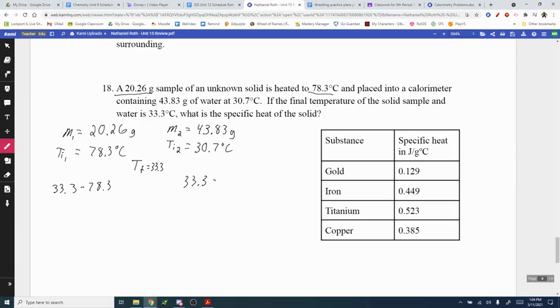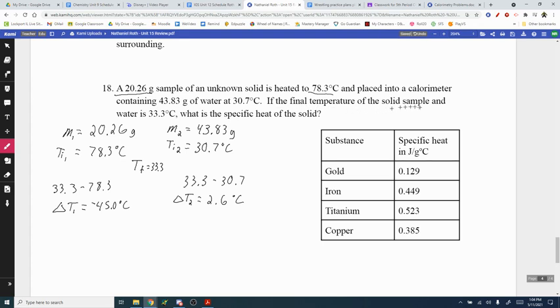33.3 minus 30.7 for that one. So this one's going to give us a delta T of 2.6. So that's delta T of 2 because that's the water. This one is going to give us a delta T of negative 45.0 degrees Celsius. Oh, I forgot to put degrees Celsius over here. There we go. And that is delta T of 1. All right, so that takes care of all our temperatures.